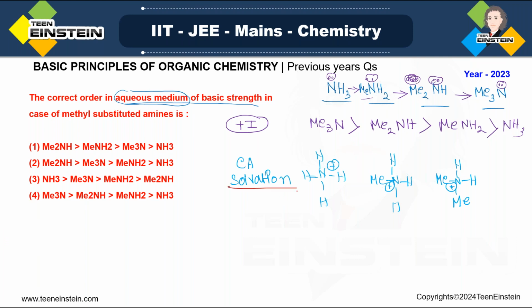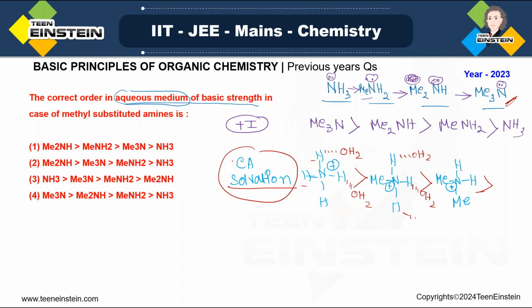Now as it is a solvation effect and it is aqueous medium, some hydrogen bonding is possible with water molecules, which will stabilize this conjugate acid. The higher the number of hydrogens attached to this positively charged nitrogen, the higher the solvation. Here only 3 OH2 can be attached, here only 2 OH2, and in this case only one water molecule. So if we consider solvation effect, then maximum stable is this, then this. So it is completely reverse compared to the previous.